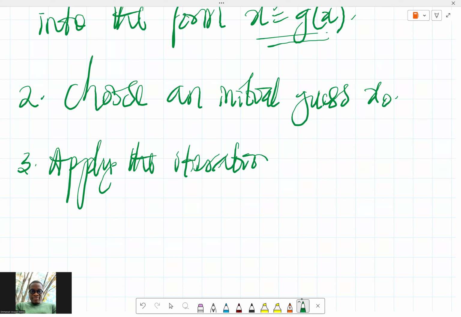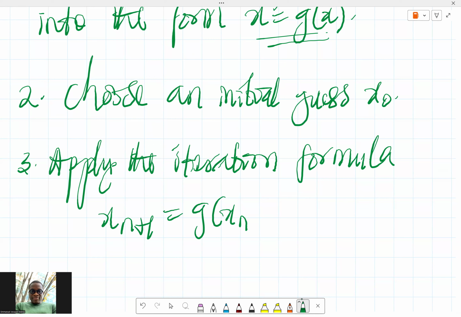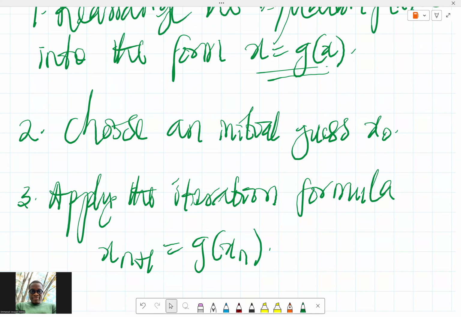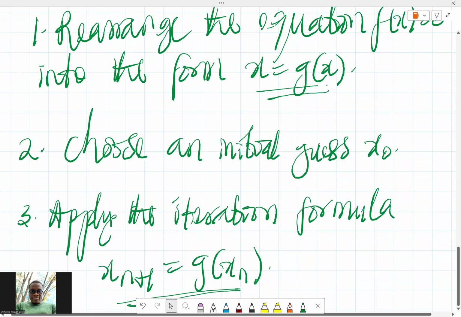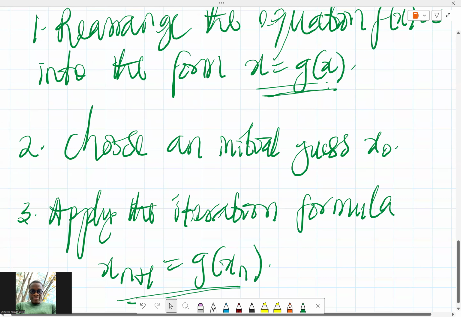It's called fixed point iteration. Apply the iteration formula x n plus 1 equals g of x n. Okay, that's the iteration formula. Of course, as you can see, this is based on what we would have done here.